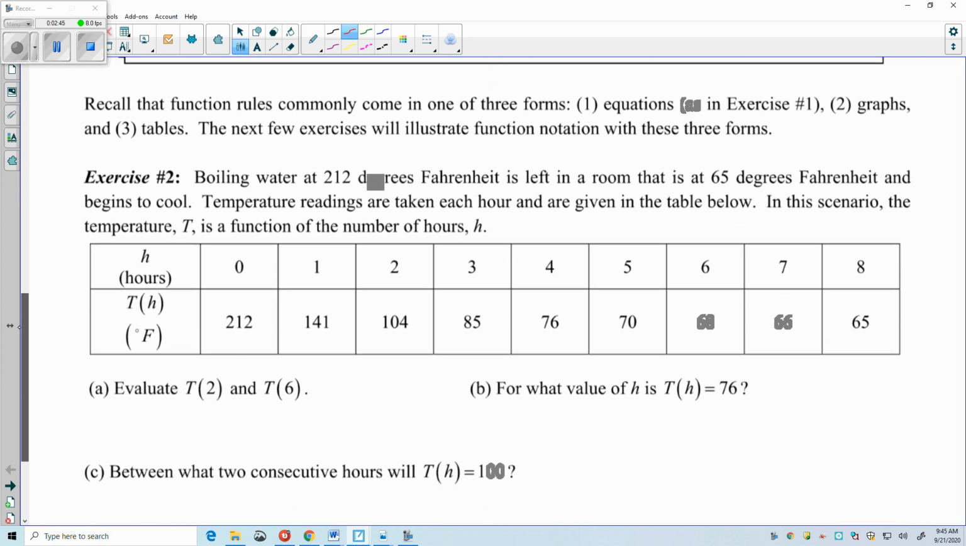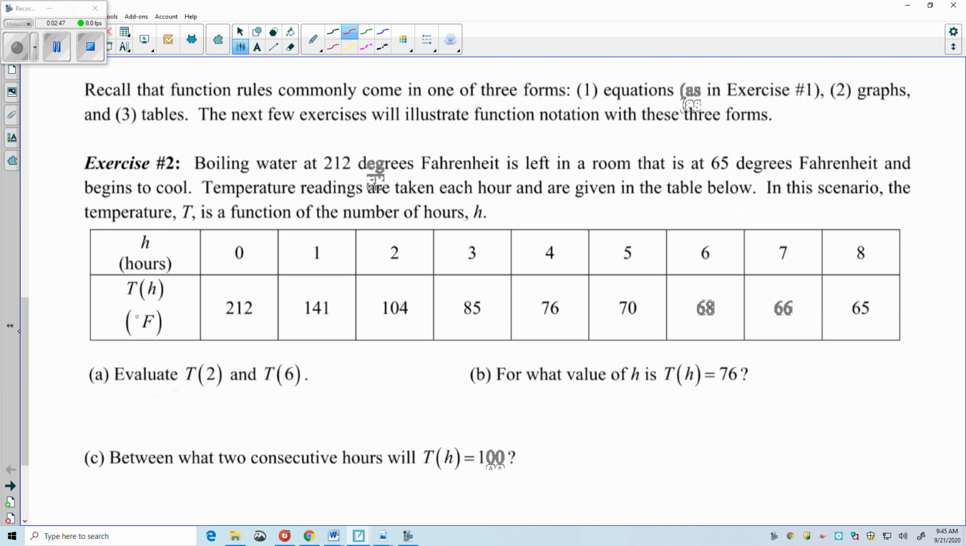Okay, so if we look at a table down here, we have something about boiling water. Boiling water at 212 degrees Fahrenheit is left in a room that is at 65 degrees Fahrenheit and begins to cool. Temperature readings are taken each hour and are given in the table below. In this scenario, the temperature is a function of the number of hours. So if I'm looking at that, even the notation kind of helps determine what's going on. Capital T, that's your function. That's almost like that f of x, okay?